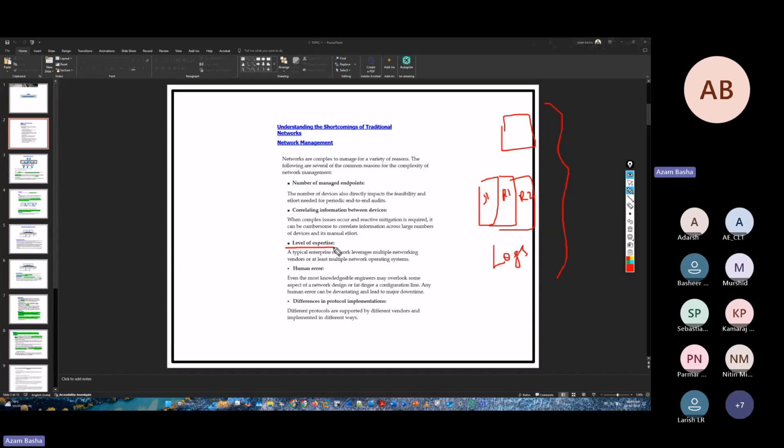And then the level of expertise. When I say level of expertise, how many people here have worked on Juniper routers and switches? I know most of us come from a Cisco background, because that is the dominant vendor, and also the certifications are very popular. But Juniper is the second best company in networking. How many of you have worked on it? Switches, routers, or SRX security devices? Anyone here from Juniper?